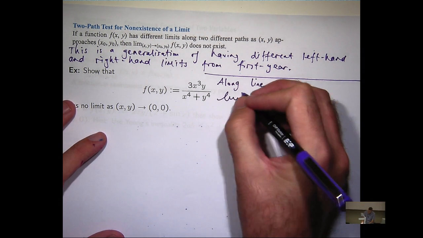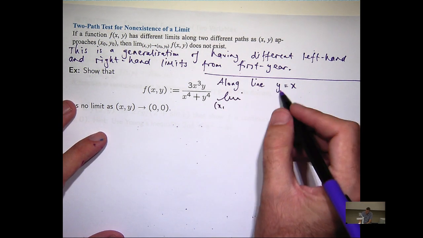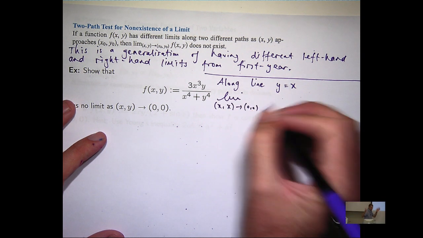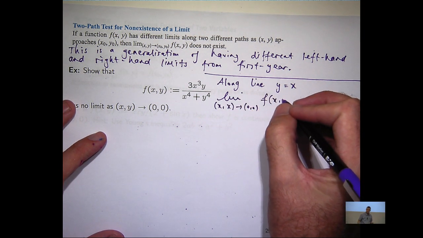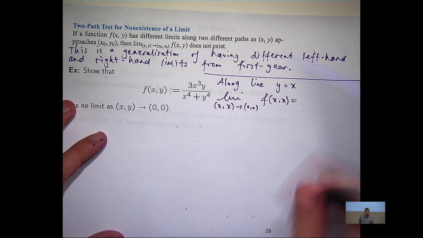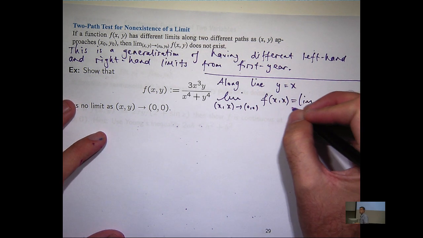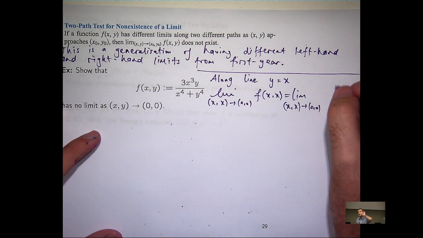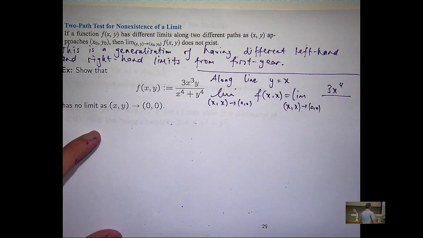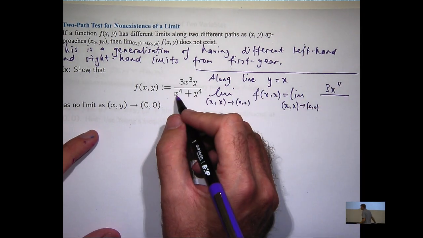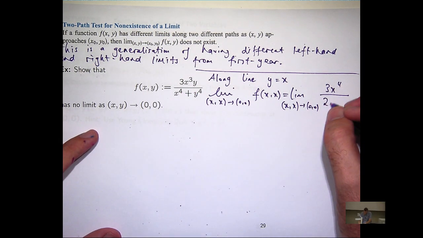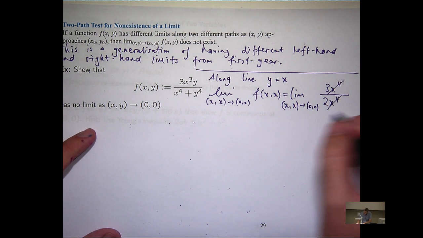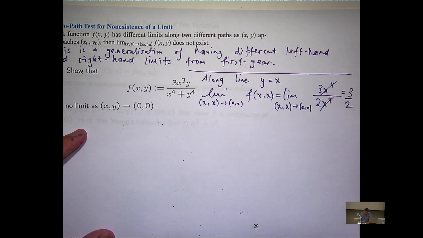So the limit, if y equals x, I can replace y in here with just x. Let's replace y with x, so we get 3x to the 4th over here. And down the bottom, I'm going to get x to the 4th plus x to the 4th, which is 2x to the 4th. So I can cancel those off. So my limit is going to be 3 on 2.